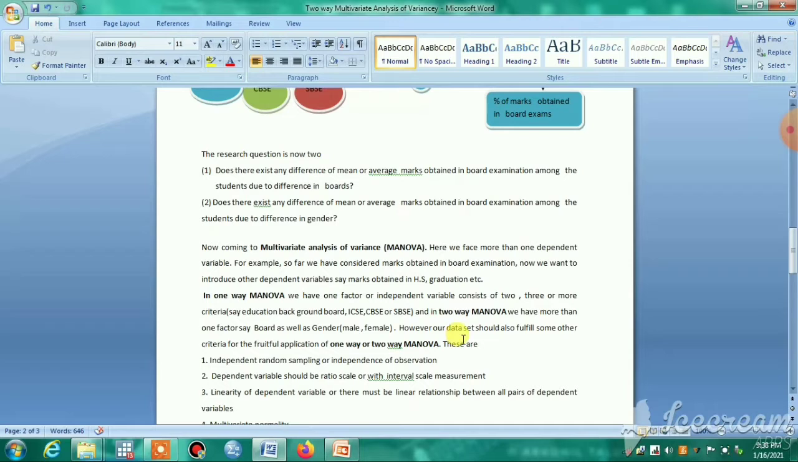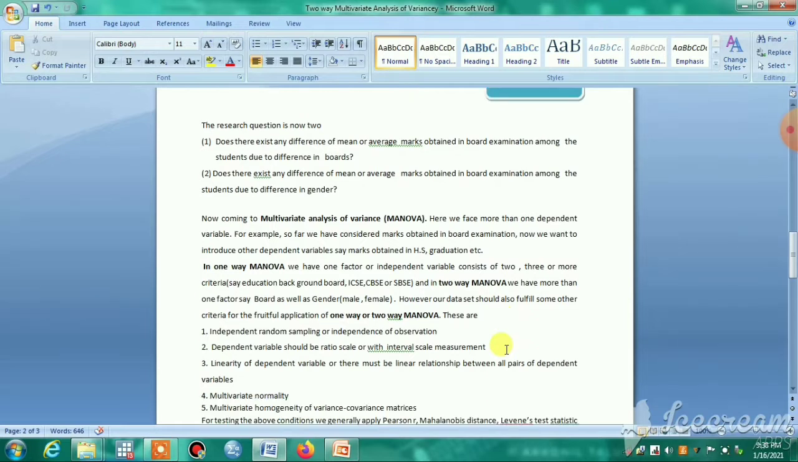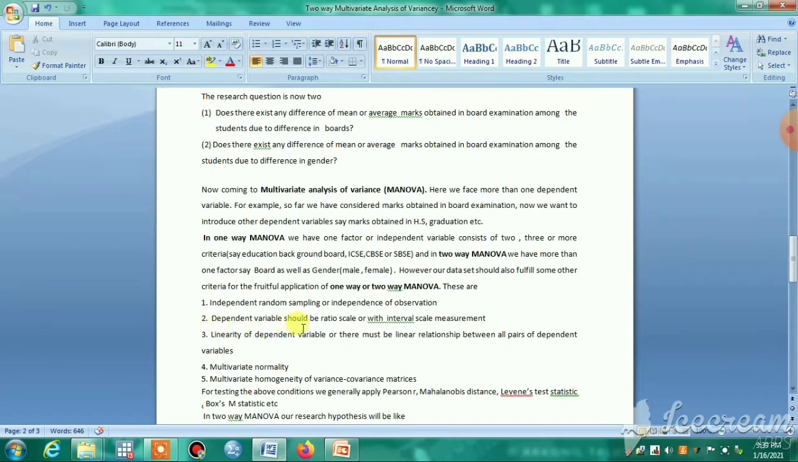However, our data set should also fulfill some other criteria for the fruitful application of one-way or two-way MANOVA. These criteria are: number 1, independent random sampling or independence of observations. Number 2, the dependent variable should be ratio scale or interval scale measurement. Number 3, linearity: there must be a linear relationship between all pairs of dependent variables.